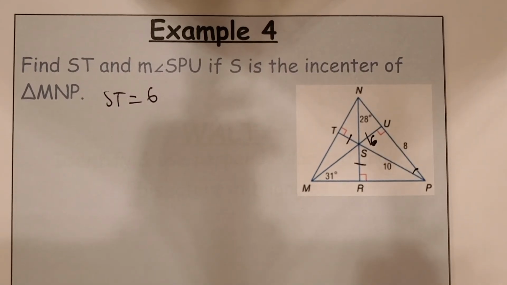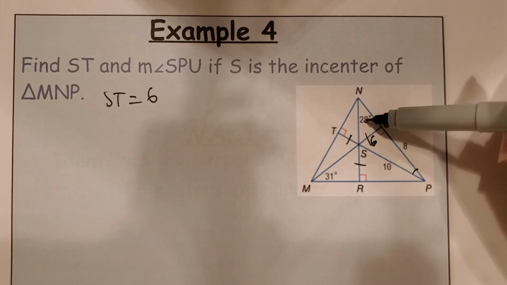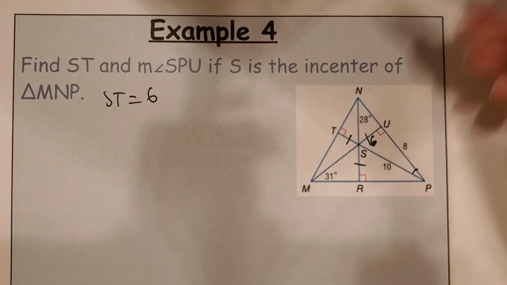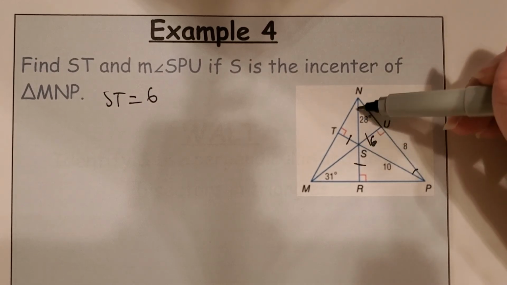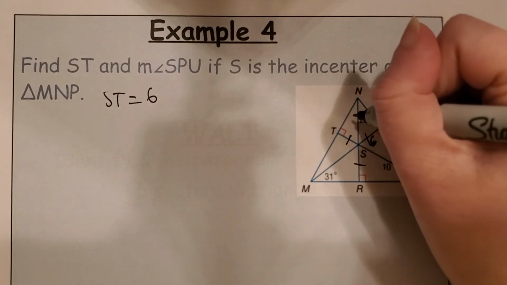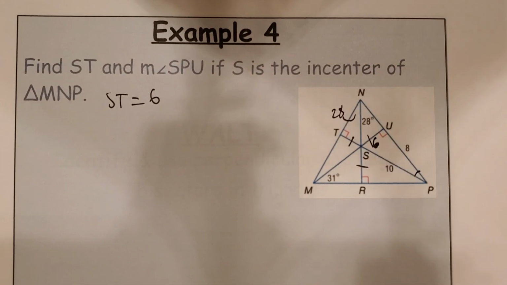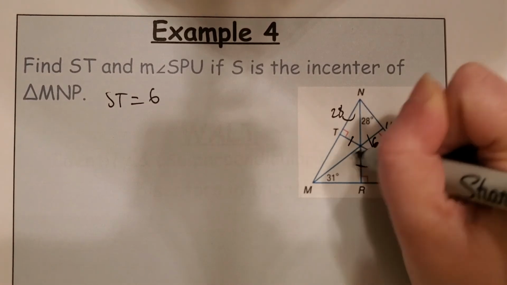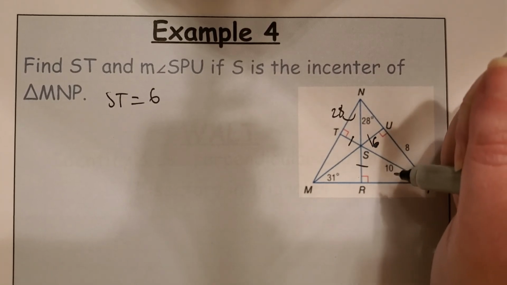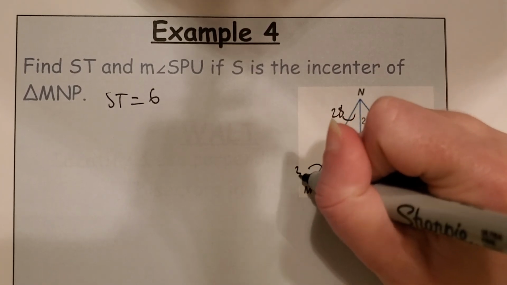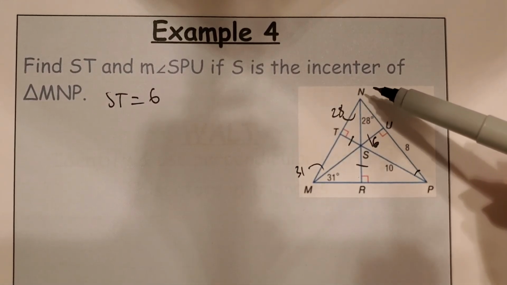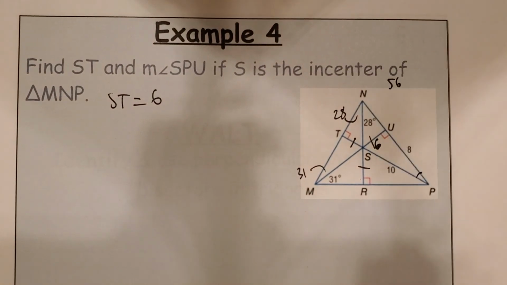This whole idea of incenter relates to angle bisectors. So 28 refers to angle SNU. And since we know we're talking about a whole bunch of angle bisectors here, if a piece of this whole angle in the triangle is 28, the other half, and I'm saying half on purpose, also has to be 28, because again, angle bisectors. Same thing down here. If SMR is 31, since we're talking about angle bisectors, SMT also has to be 31. Which means angle N as a whole is 56. I'm just going to make a note of that. And angle M as a whole is 62.